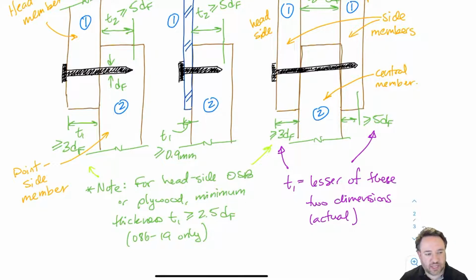Okay, so the way that they worded it was a little bit confusing in 08614. The requirement hasn't changed, but they have made it a lot more clear in 08619 what they mean by this lesser, the minimum of these two dimensions. So whatever the actual dimension is for the point side member and whatever the actual dimension is for the head side member, I just use the lesser of those two when I'm calculating what T1 is.